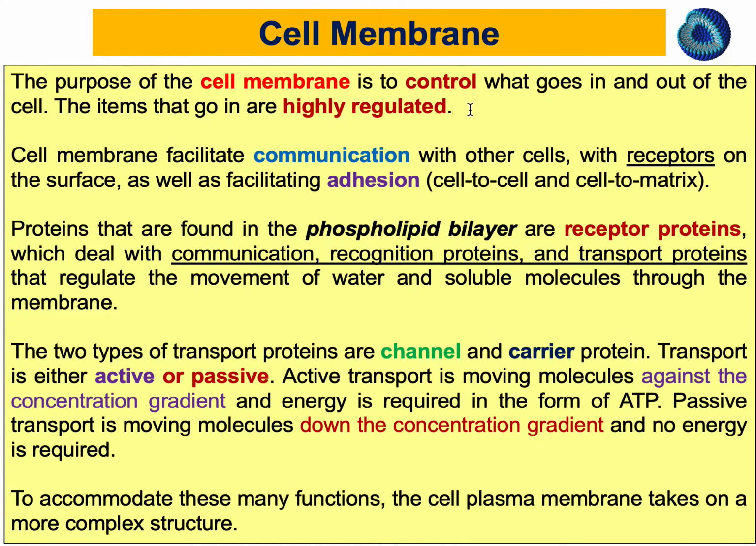So the purpose of the cell membrane is to control what goes in and out of the cell. All items that go inside our cells are highly regulated. We will talk about how that is performed. Before going into this, let's summarize the functionality of the cell membrane. The cell membrane facilitates communication with other cells through receptors, and receptors are very important. We're going to talk about them.